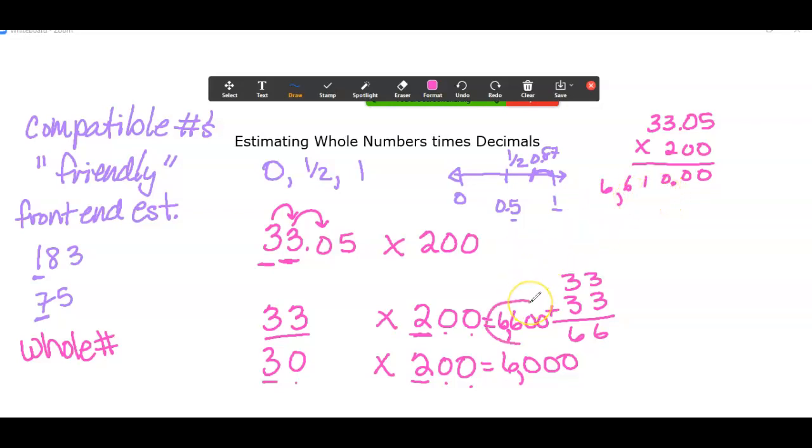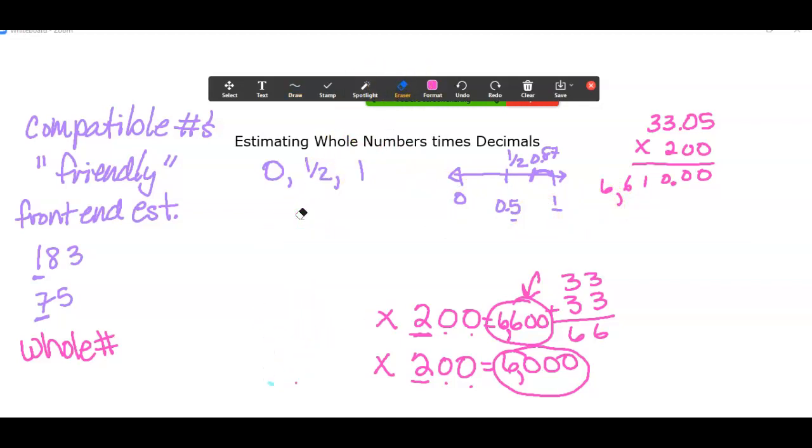So out of these two, this one is the closer answer to the actual answer, the closer estimate, I should say, because I kept the 33 instead of changing it to 30. Now this is still pretty close. And if I'm using my estimating skills as a way to check for reasonableness, then I would still say that I'm pretty close. So honestly, it doesn't matter which one. It's just that if you use this one, it gets you closer to the real answer.